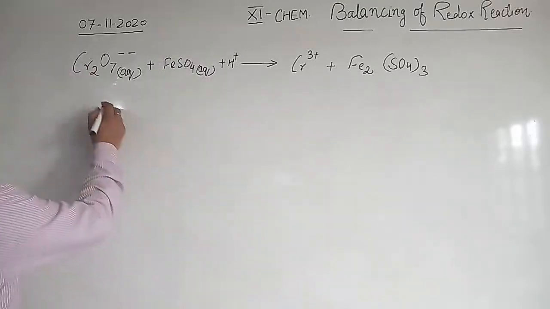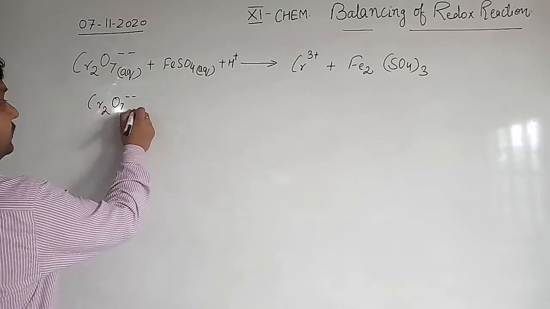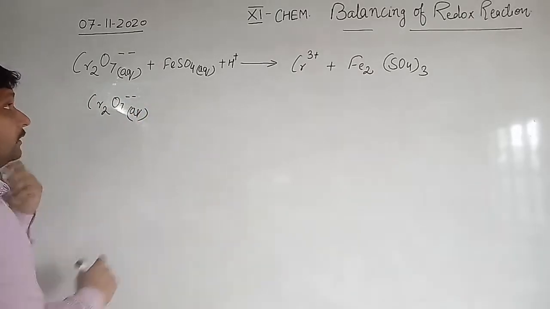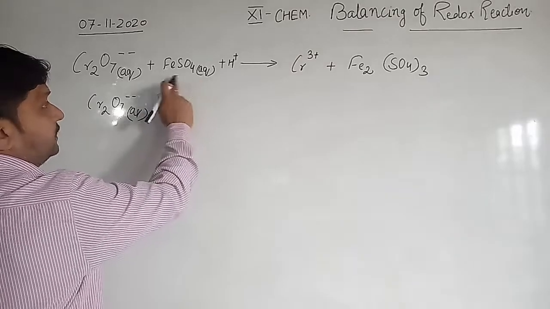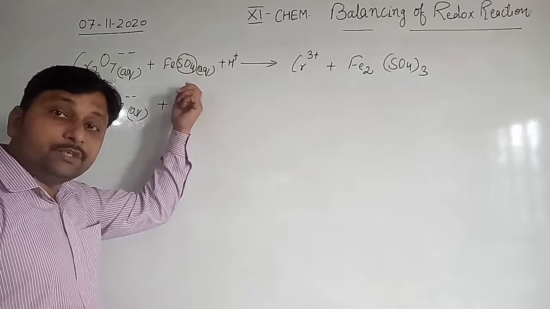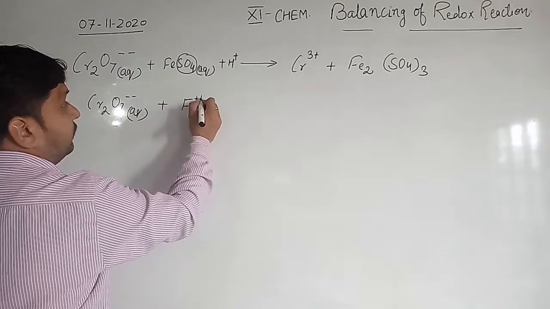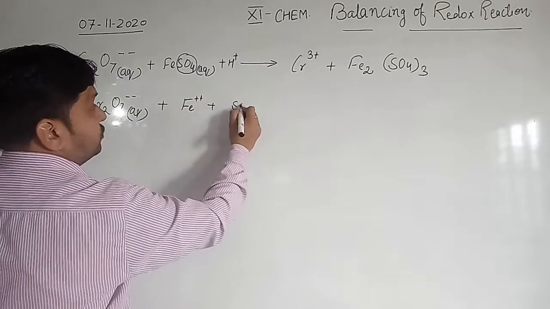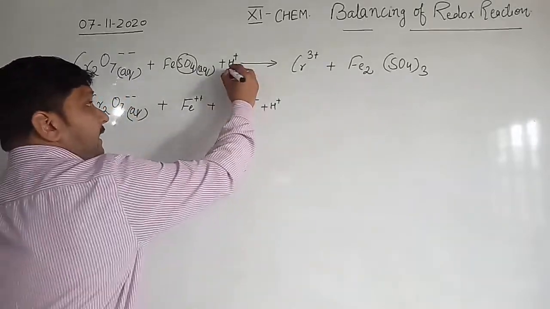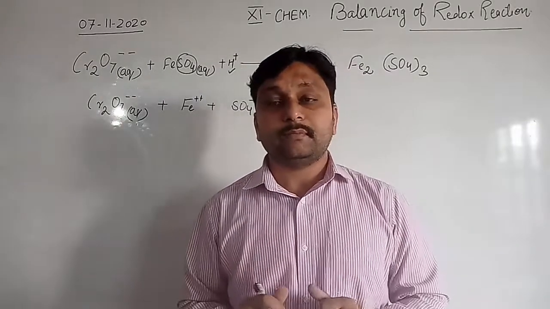Clear? Cr2O7 2 negative is in aqueous condition and is already present in negative form. FeSO4: SO4 always contains 2 negative, this is the sulfate ion, so Fe contains 2 positive. So Fe 2 positive, SO4 2 negative, plus H ion. This H ion represents that this equation is present in an acidic medium.